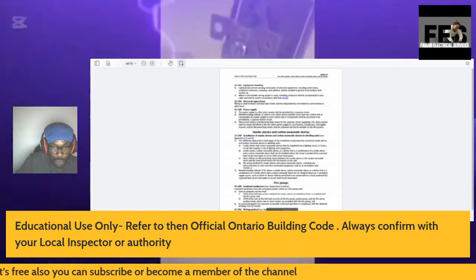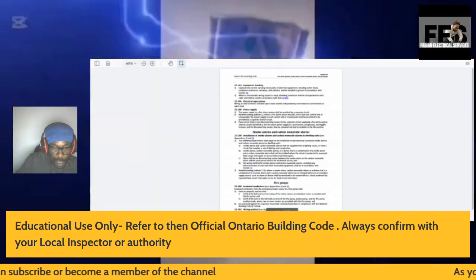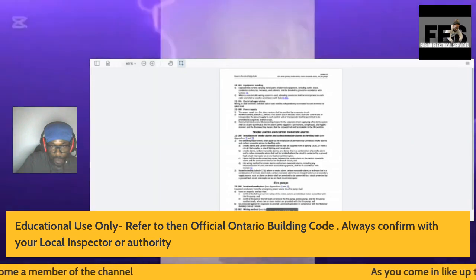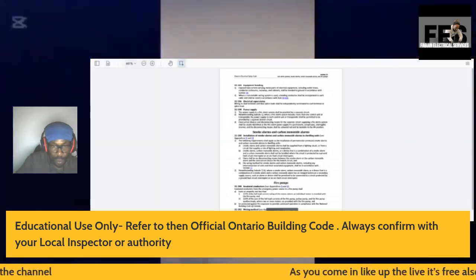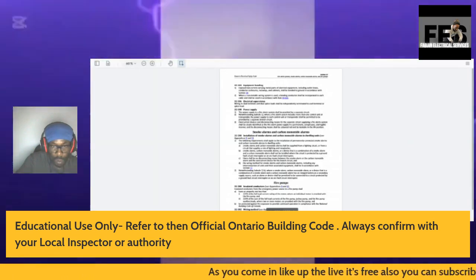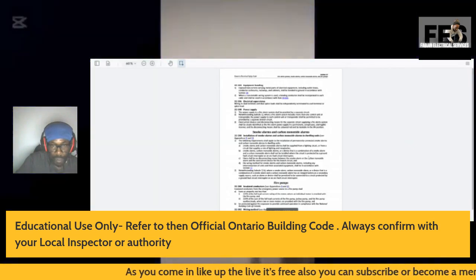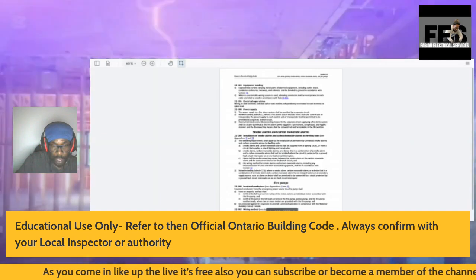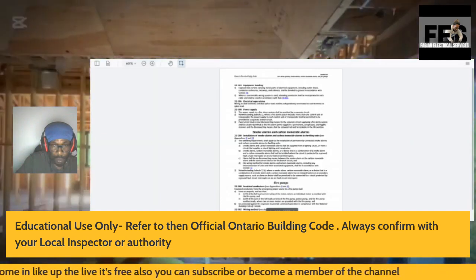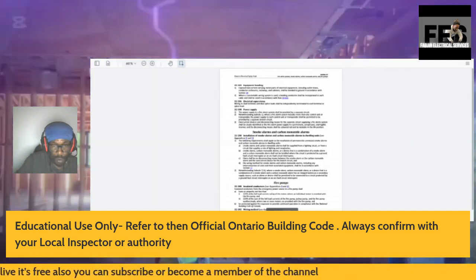I'm going to read this over again. Alarms are a device that is a combination of a smoke alarm and a circuit interrupter, or an arc fault circuit. We're catching it right, because it says smoke alarm and carbon monoxide alarms.